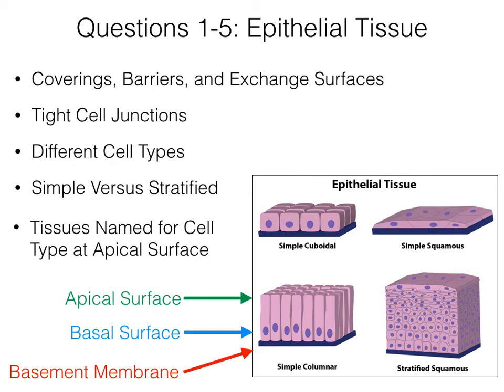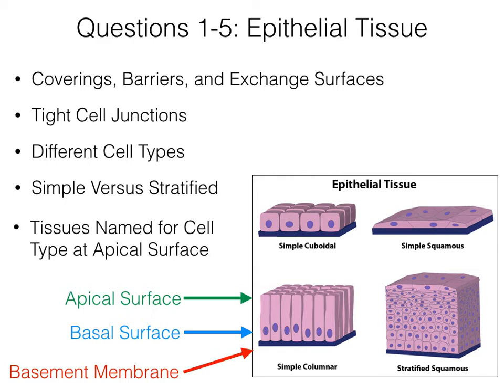Anytime your body needs some kind of covering to separate you from the outside world, to separate different organs from each other, anytime your body needs a barrier in order to block the movement of things like solutions, or a surface for exchanging molecules with the outside world or between your extracellular fluid and your blood, you are going to find epithelial tissue.